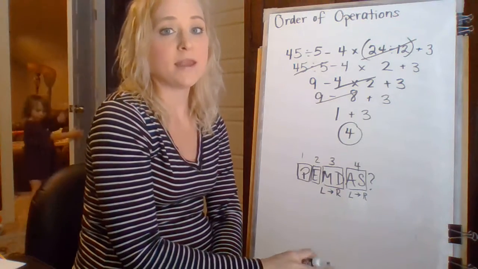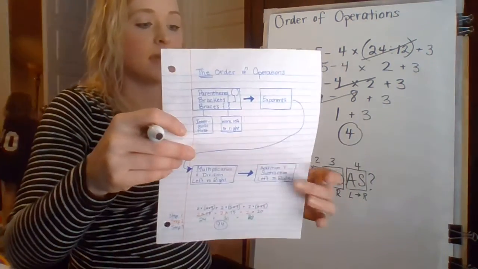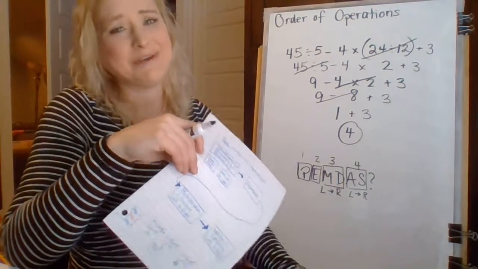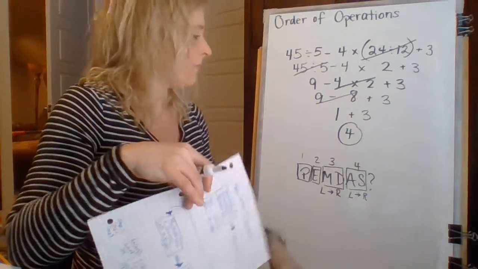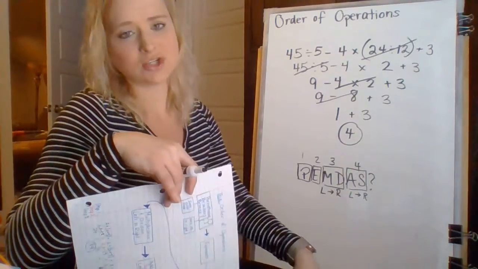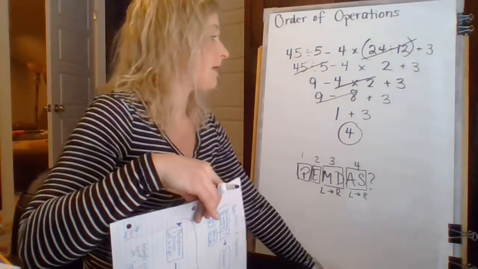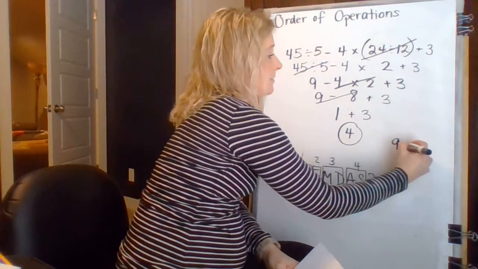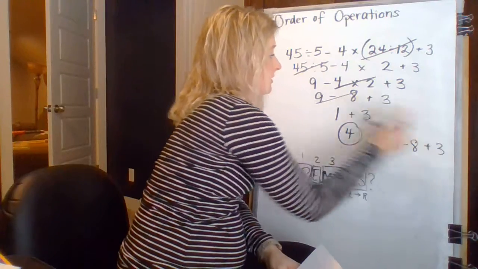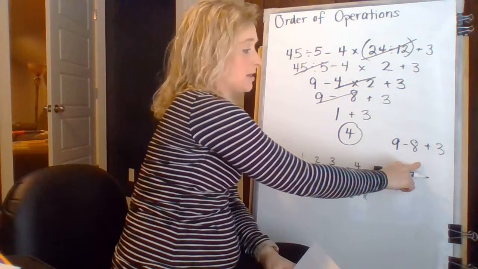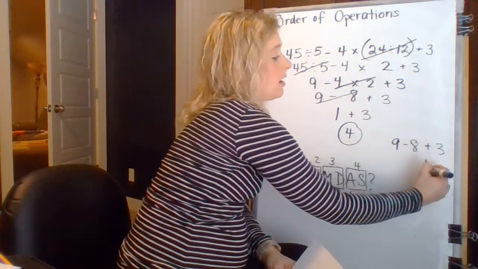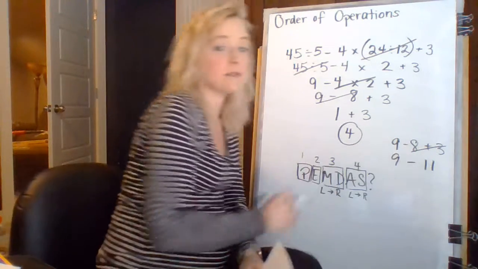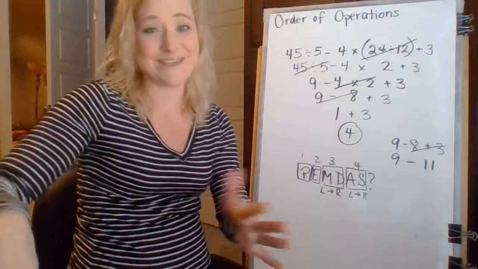Now, what if I decided that, hey, does it really matter? Addition, subtraction. If I'm looking at PEMDAS, it looks like addition should go first. What if I assumed that? Okay? What if when I came to 9 minus 8 plus 3, this step, I'm going to do addition first. What's 8 plus 3? 11. What's 9 minus 11?